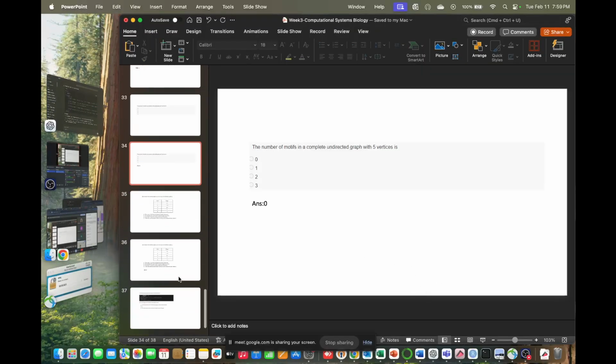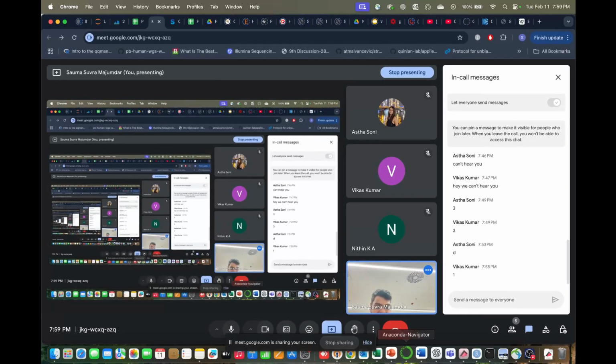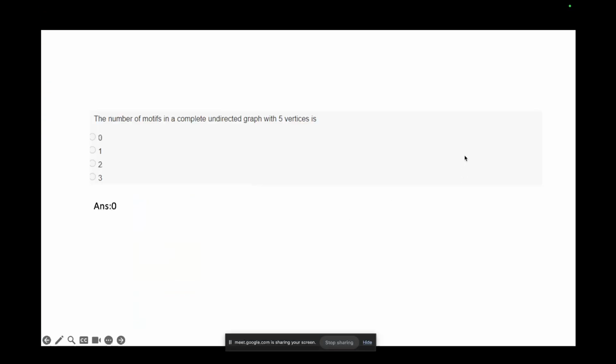I'll not dwell on this much because the questions are a little weird. I get it, NPTEL has some weird questions. So the highlight here is basically that the graph is complete. In a complete graph you cannot have motifs inside.